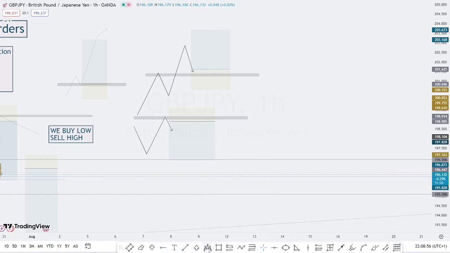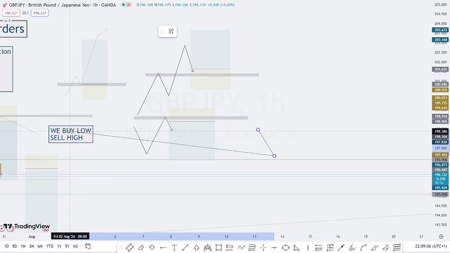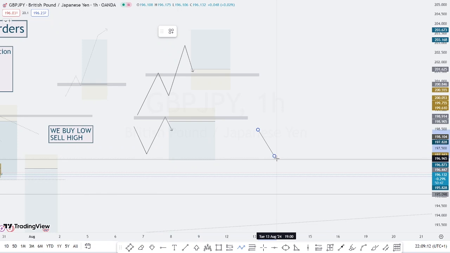Let me mark it out. As you can see, you know that the price is now low for you to buy, because remember, we forex traders buy low and sell high. You notice that the market is now low, but you are afraid that the market might still drop, so that you do not lose money.